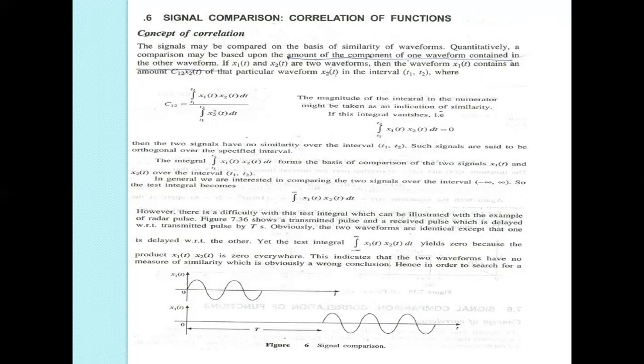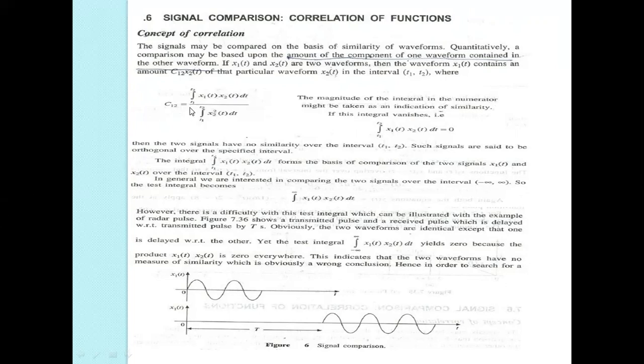If x1 of t and x2 of t are the two waveforms, then the waveform x1 of t contains an amount c12 of the waveform x2 of t in the interval t1 to t2, where c12 is equal to the integral t1 to t2 x1 of t x2 of t dt divided by the integral t1 to t2 x2 square of t dt. The magnitude of the integral in the numerator might be taken as an indication of similarity. This point is very important, my students.